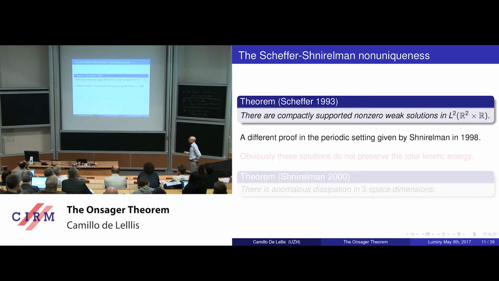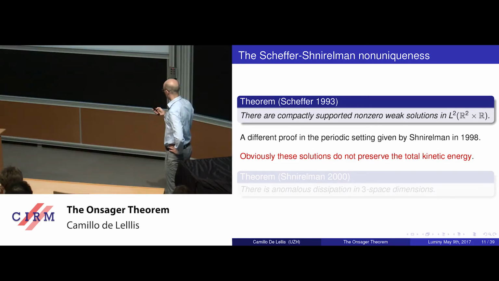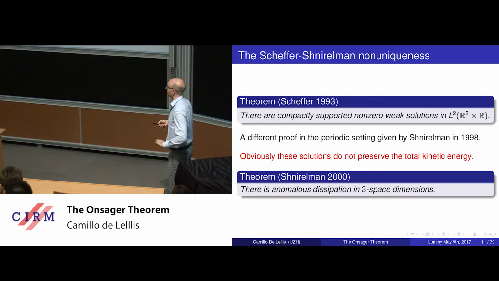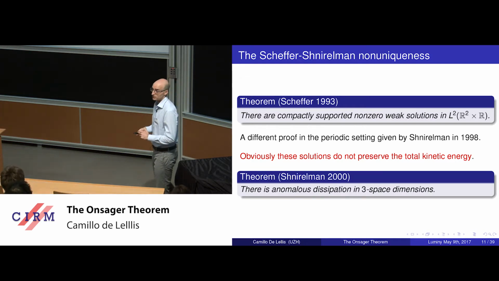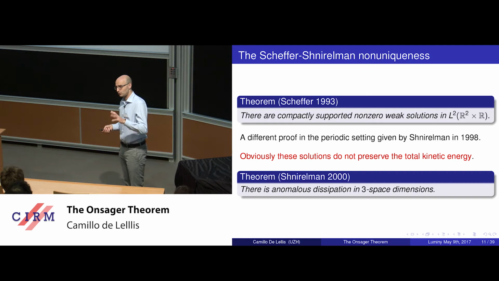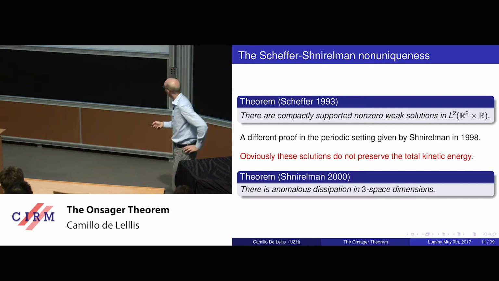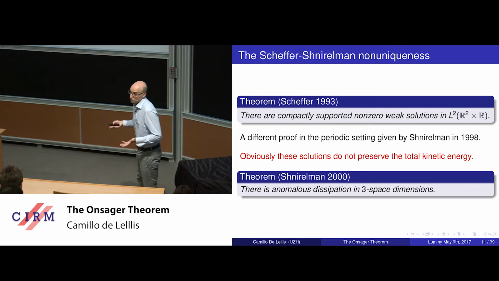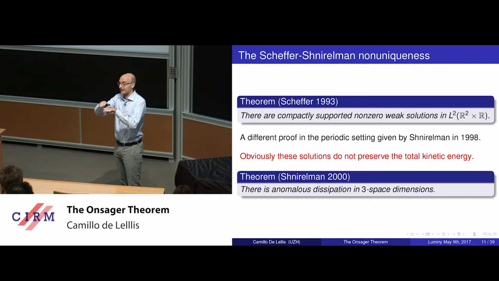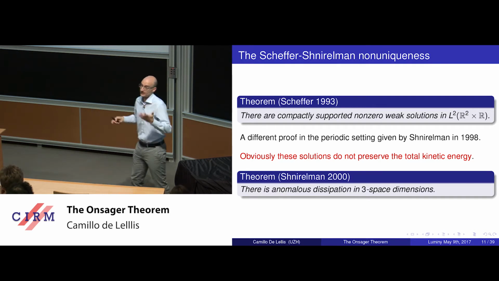In 1998, Shnirelman gave a different proof. As I said, obviously these solutions do not preserve the kinetic energy, but you could ask whether there are solutions which dissipate the kinetic energy. From now on, when I have solutions of the Euler equations which dissipate the kinetic energy, I will call this anomalous dissipation, as is done in the literature. And he did prove in 2000, but in 3 space dimensions, that it is possible to construct weak solutions of the Euler equations for which the energy really goes down. And of course, these solutions cannot start from 0 now.